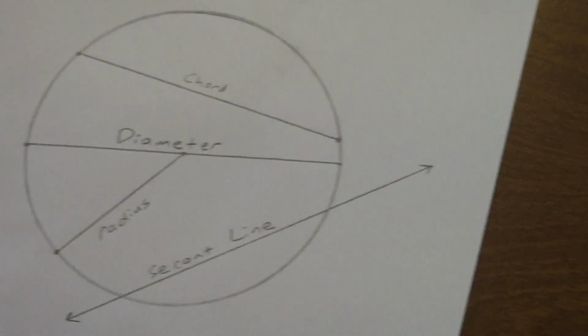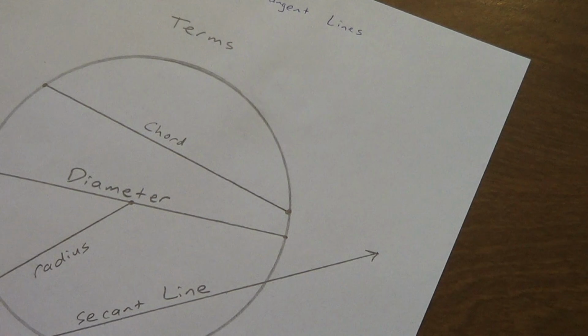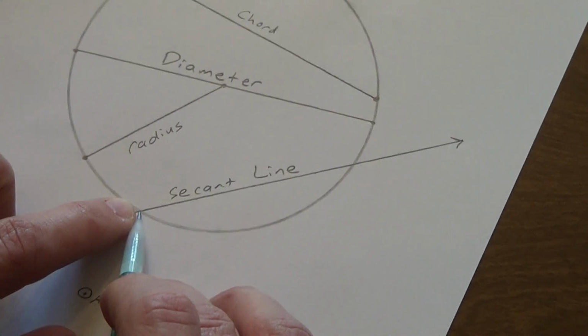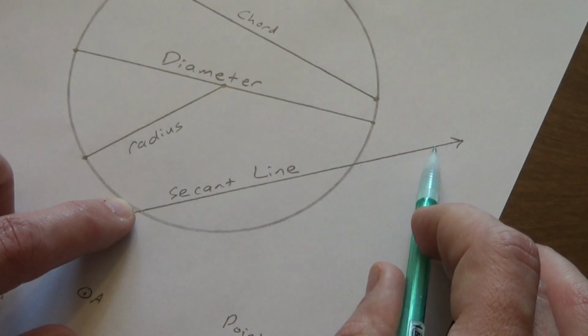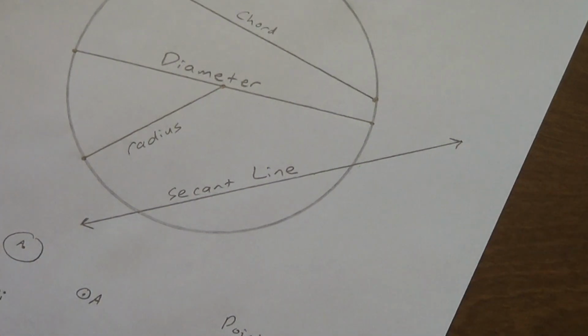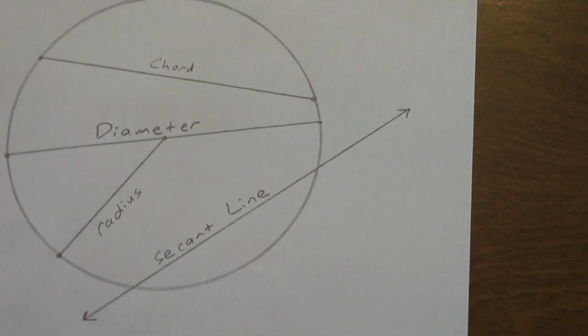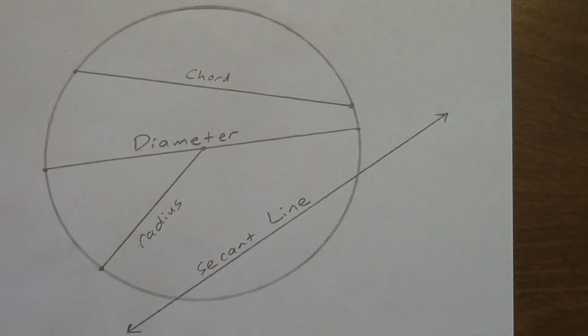A secant segment might start right here, go through here, and then come out to about here and stop. So even a chord could be considered a secant segment because it hits the circle twice. But that's a secant line.